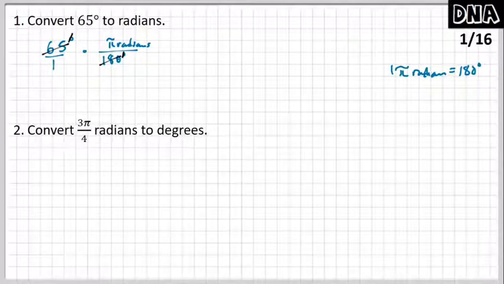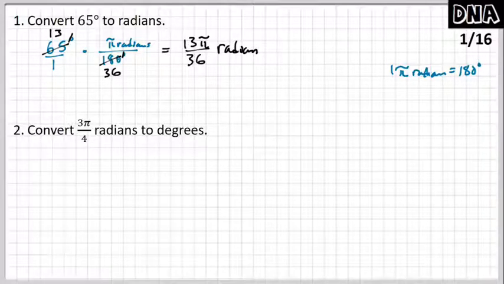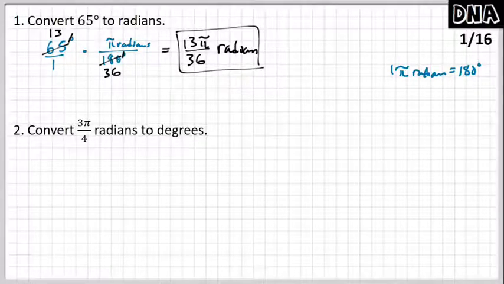I can divide each of these by 5. And so I get 13 for that one, and 36 for this one. And so I get 13 pi over 36. And unfortunately I cannot simplify that anymore. That is what it is in radians. Don't make it more complicated than that.